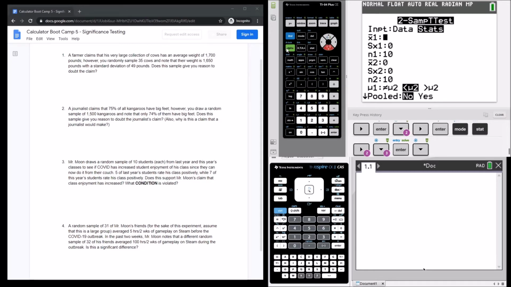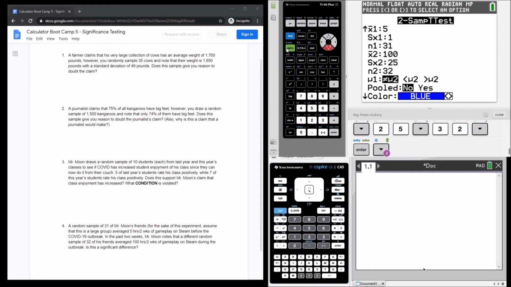So x bar 1, oh, I didn't give you guys standard deviations. Well, let's assume for the first one that we have 5 hours a week, and I'll add this to the worksheet afterwards, but we'll go with the standard deviation of 1 hour, and that was with a sample of 31. In our second group, we have 100 hours, and this one was more variable, so it was actually 25 hours as our standard deviation, and this was a sample of 32. We're going to see if those are different. I'm not going to pool it.